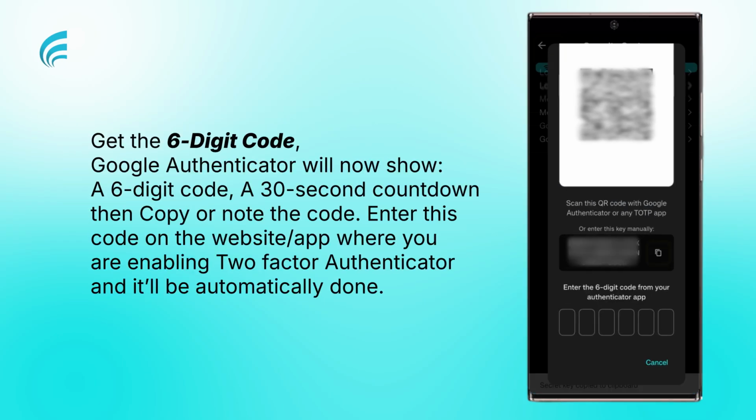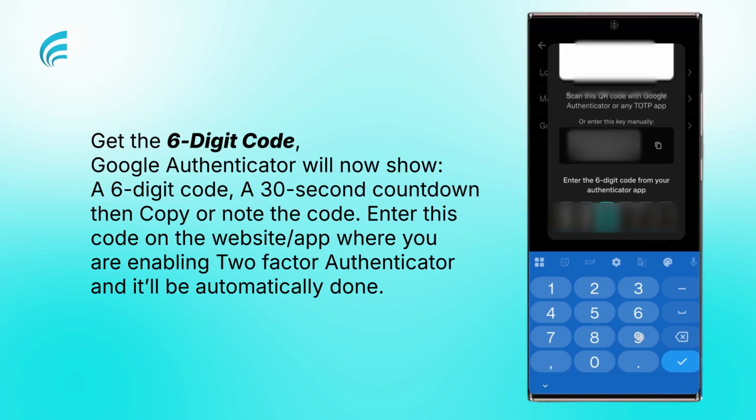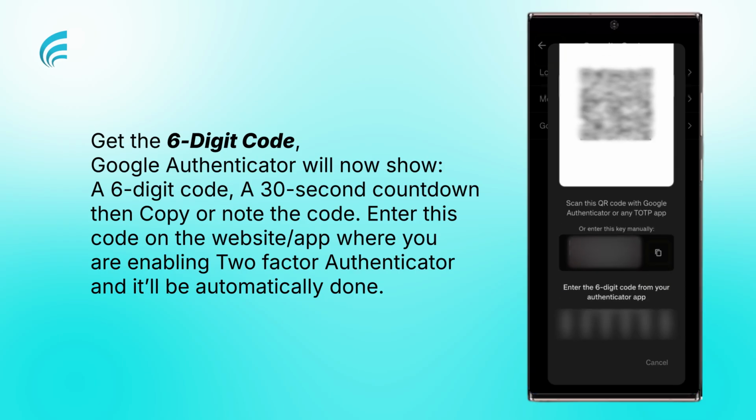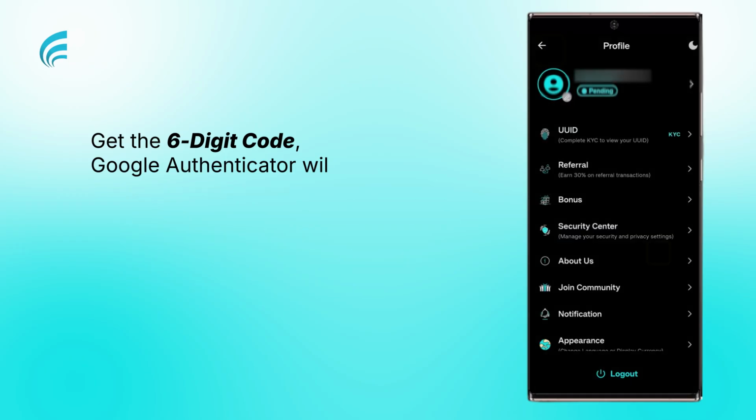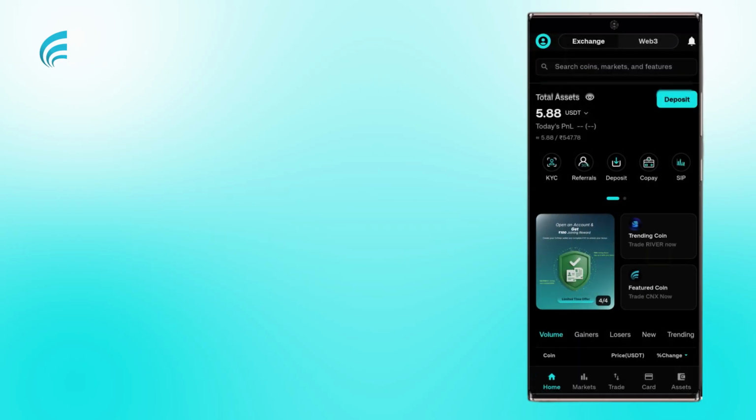Get the 6-digit code. Google Authenticator will now show a 6-digit code, with a 30-second countdown. Then copy or note the code. Enter this code on the website or app where you are enabling Two-Factor Authentication and it'll be automatically done.